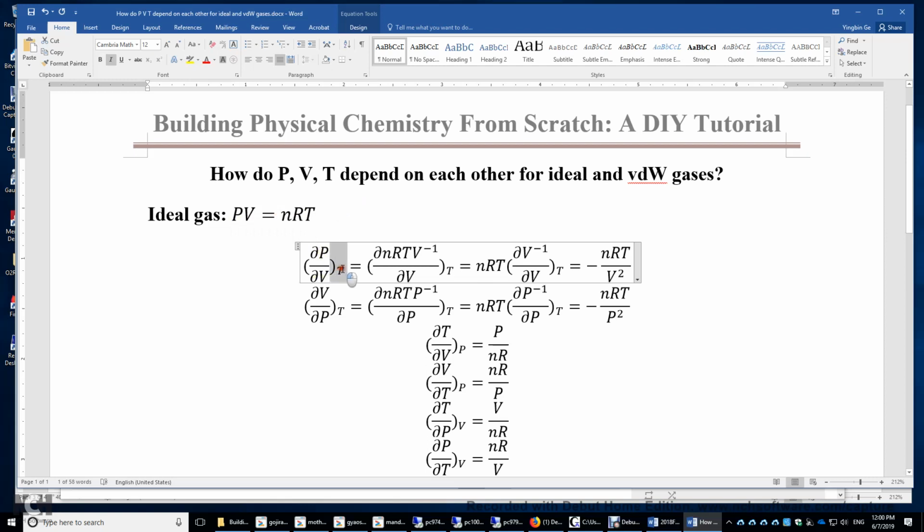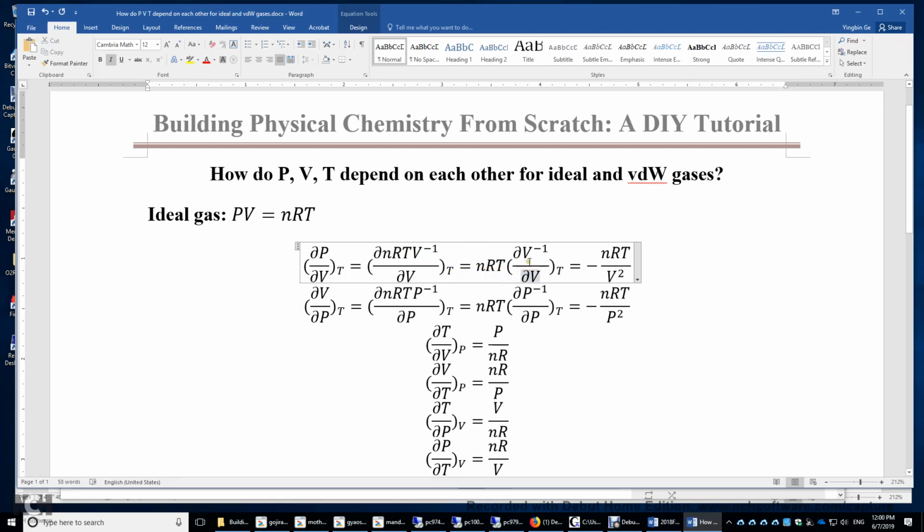And we need to specify the condition. The condition is we hold temperature constant. When temperature is constant, we can express pressure as a function of only one variable, that's V. And because temperature is constant, we can take nRT out of this first derivative.